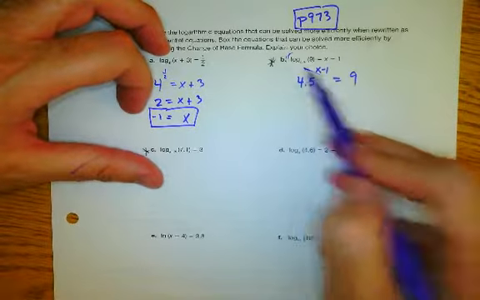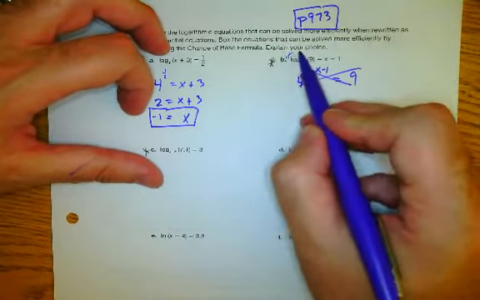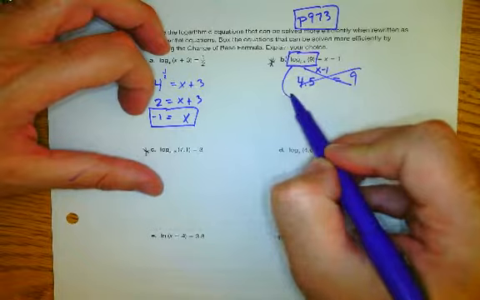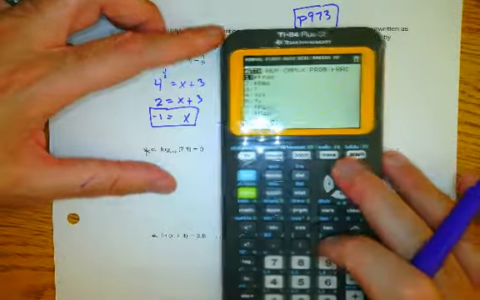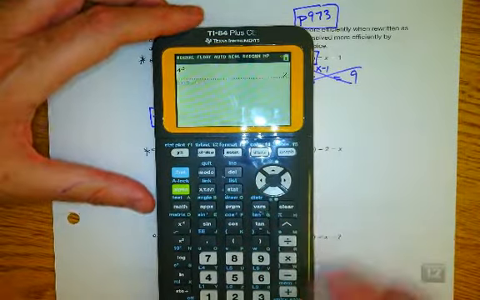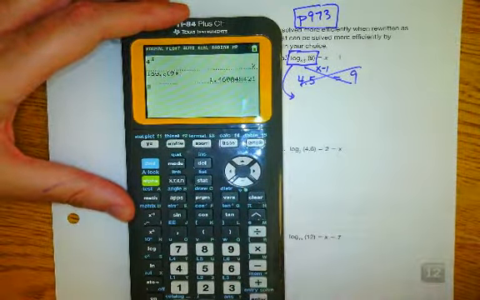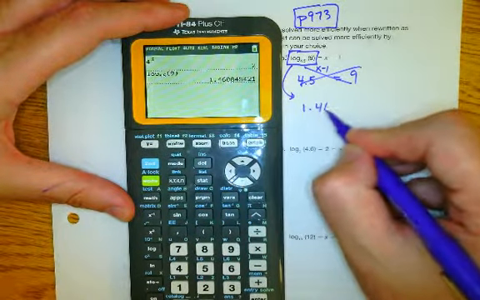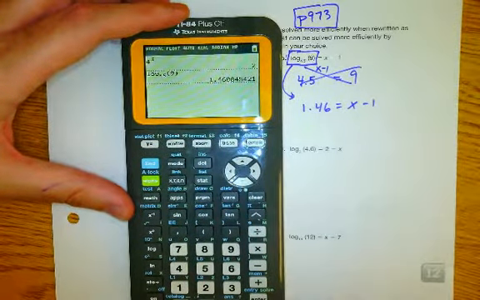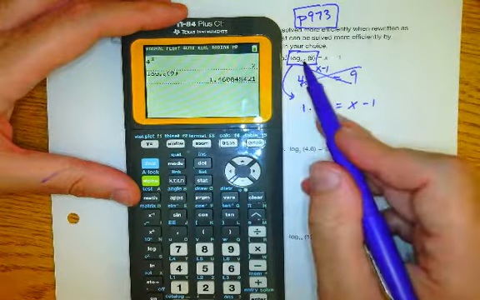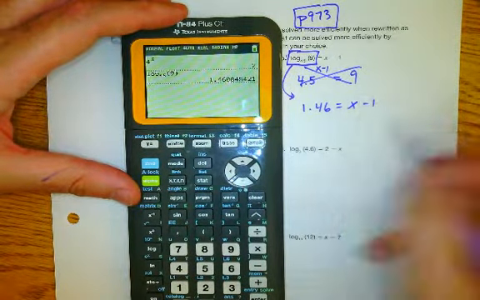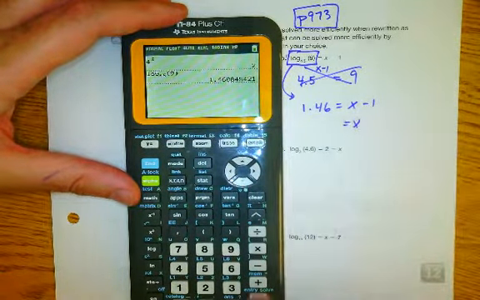I would just say, let's type that directly into the calculator. What is log base 4.5 of 9? So we're going to go math, up, log base. Let's type in 4.5 of 9, and we get that 1.46 is that answer. So we're going to set it equal to x minus 1, because 1.46 equals x minus 1. And we add 1 to both sides, so plus 1. So x is 2.46.